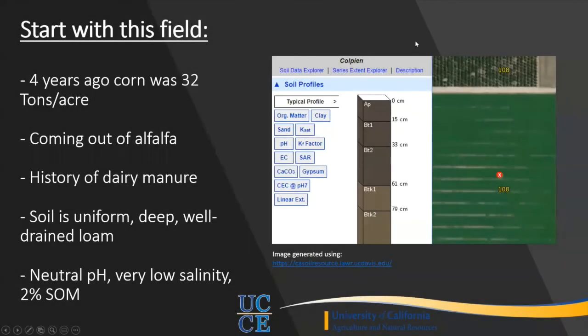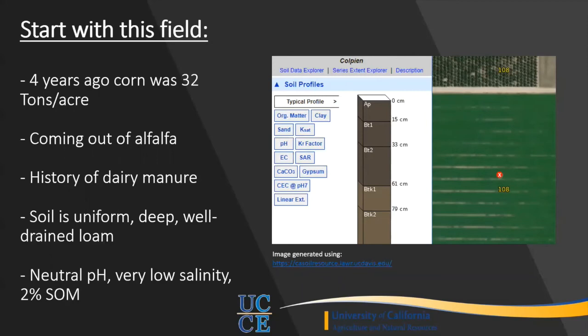So we're going to use this imaginary field. Say that 4 years ago, corn was grown on this field and it yielded pretty well, 32 tons per acre. We're going to assume that this year we're planting that hybrid or a very similar hybrid in terms of relative maturity. This particular field is coming out of a 3-year stand of alfalfa hay, and before that hay there has been a history of dairy manure applications to the field.